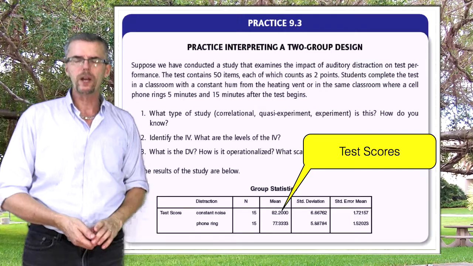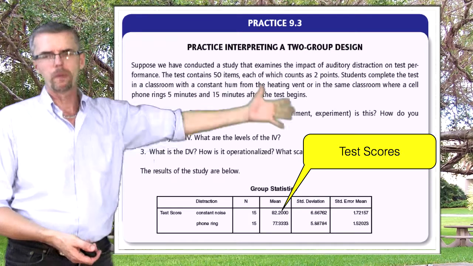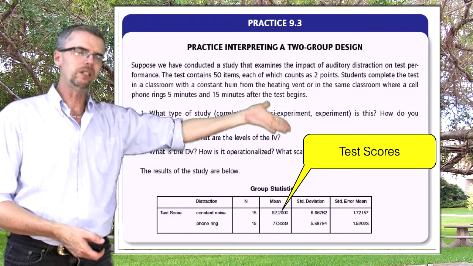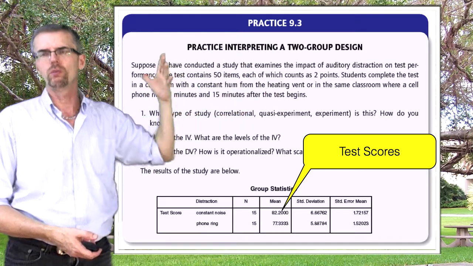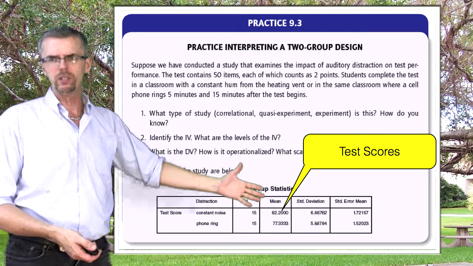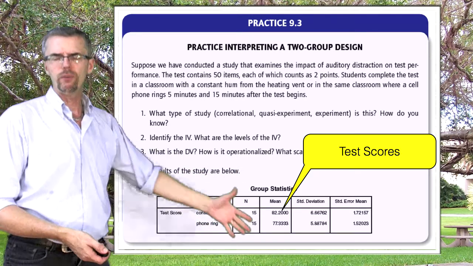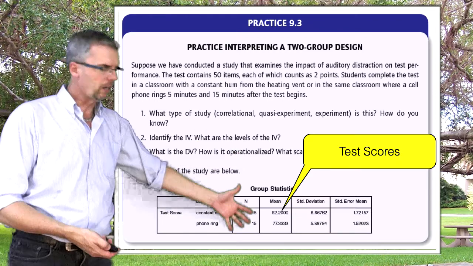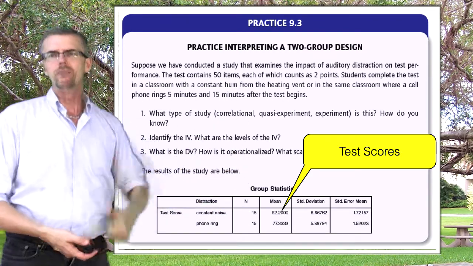So let's look at practice 9.3 now. This is the test scores based on an interruption by cell phones ringing or based on white noise in the background of an air conditioner running very loudly. And it shows here that the constant noise had less of an impact on test score outcomes than the phone ringing twice during the writing of the test. So this is the outcome, as you would see, coming out of SPSS. But how do you interpret that?